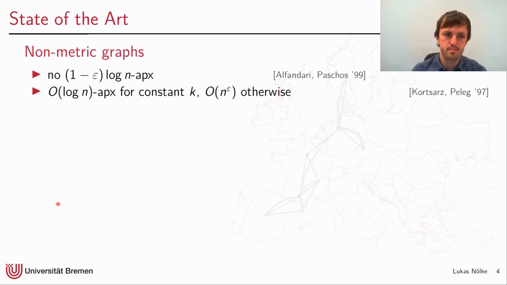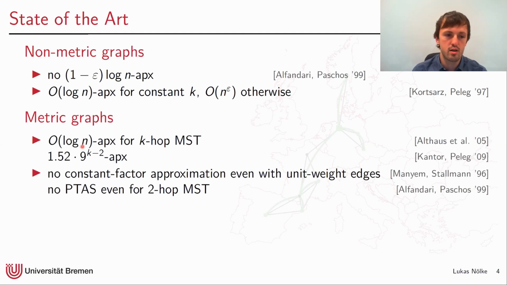For non-metric graphs, Alfandari and Paschos showed that there cannot be a (1 minus epsilon) times log n approximation unless problems in NP can be solved in time n to the O of log n. And there's also a matching upper bound when k is constant from Kortsarz and Peleg, and they give an O of n to the epsilon approximation when k is part of the input. For metric graphs, we have approximation results of O of log n for k-hop MST by Althaus et al. And we also have a 1.52 times 9 to the k minus 2 approximation for k-hop MST by Kantor and Peleg.